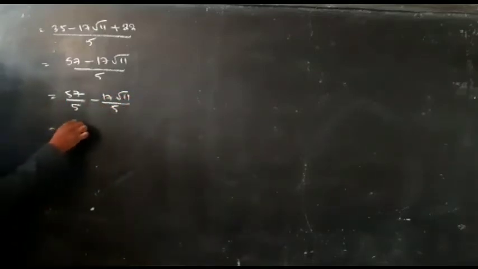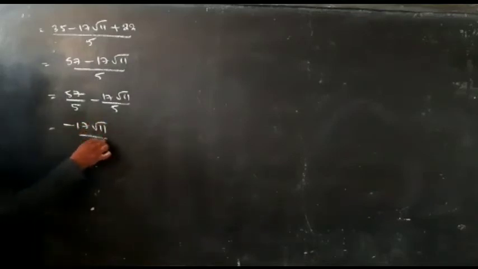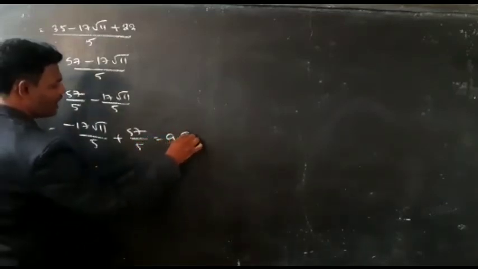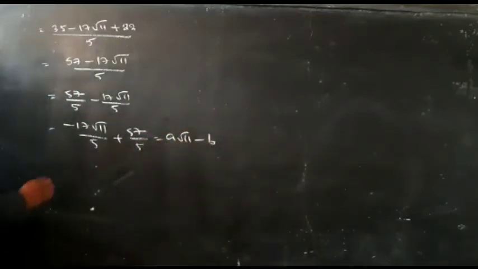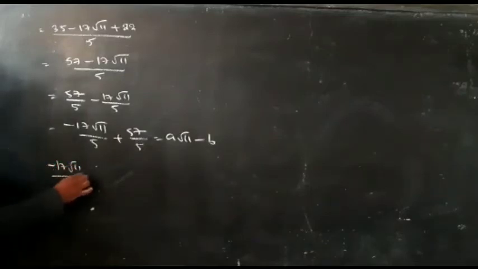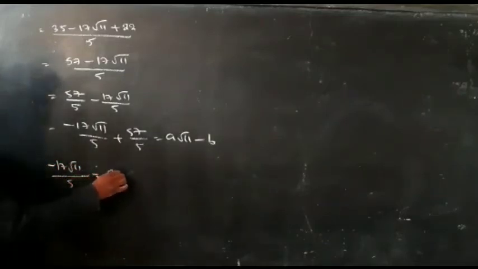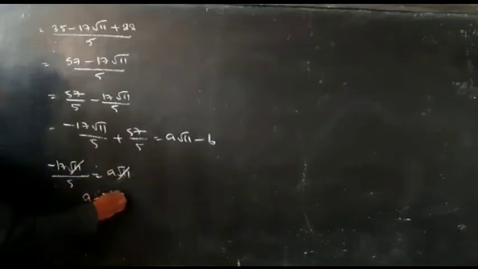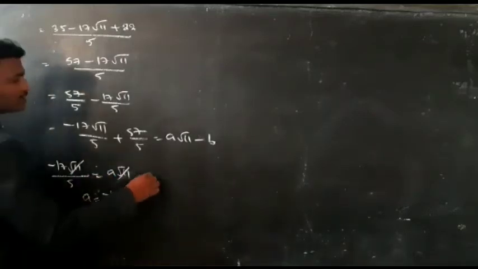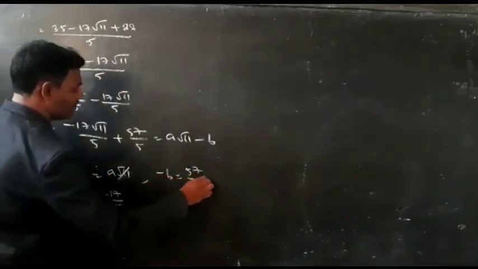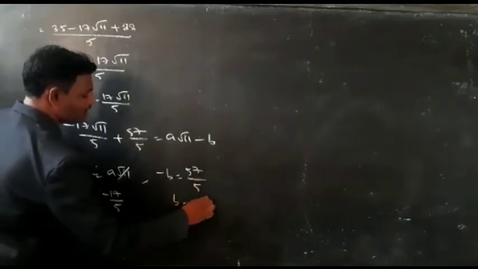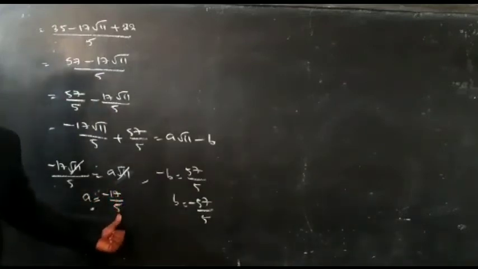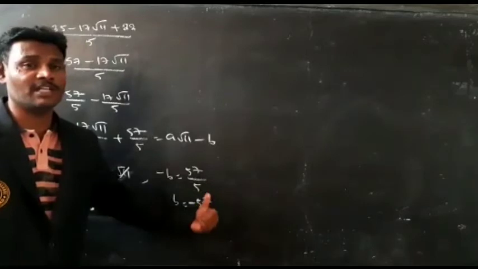So I am taking the root 11 term first: minus 17 root 11 by 5 plus 57 by 5 is equal to a root 11 minus b. So here, compare: minus 17 root 11 by 5 is equal to a root 11. Root 11 cancels. What is the value of a? a is equal to minus 17 by 5. And also minus b is equal to 57 by 5, then b is equal to minus 57 by 5. So finally the value of a is minus 17 by 5 and the value of b is minus 57 by 5.